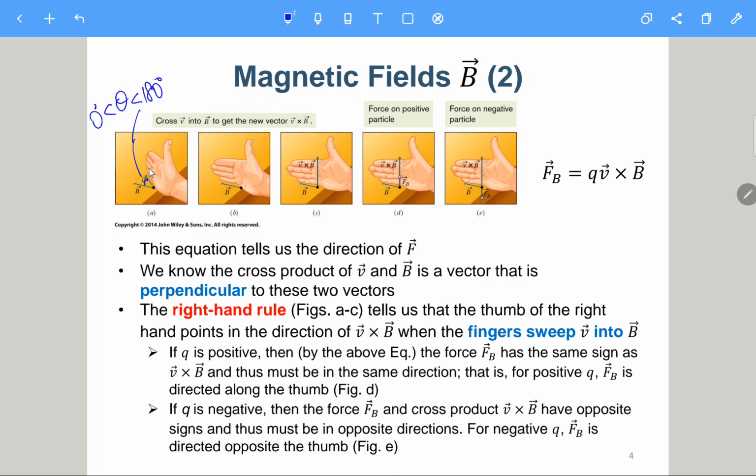So this is the procedure: point to the V, and then cross to B, and the direction of the thumb is the direction of V cross B. And if the charge is positive, then FB points to this direction. And if the charge is negative, then FB points to the opposite direction. So this is pretty simple, I think. Any questions?